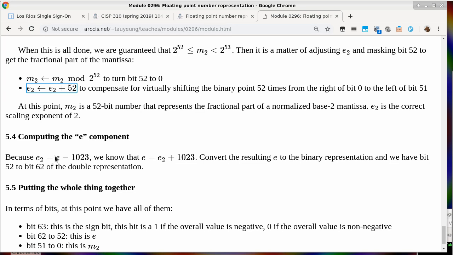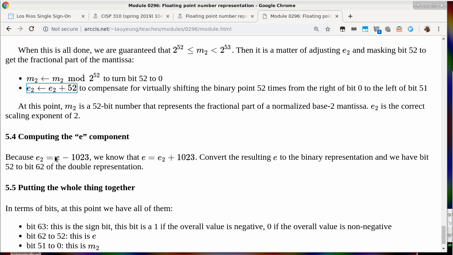So once that part is done, we have to deal with E. So E2 is E minus 1023, which is the bias. So now that we know what E2 is, we have to add 1023 to E2. Whatever E ends up to be is an unsigned 11-bit number that we just have to shift into the right place in order to specify the exponent. Is that okay?